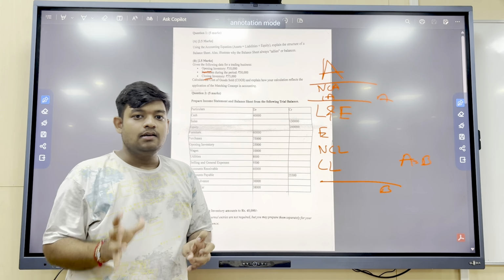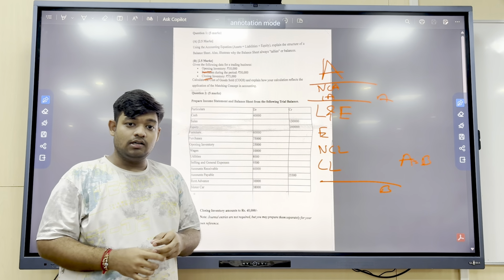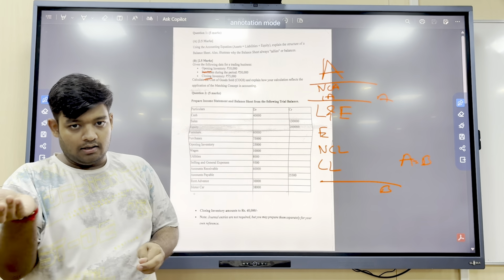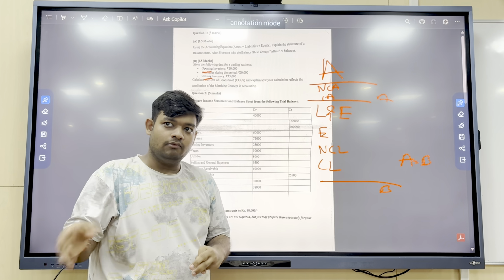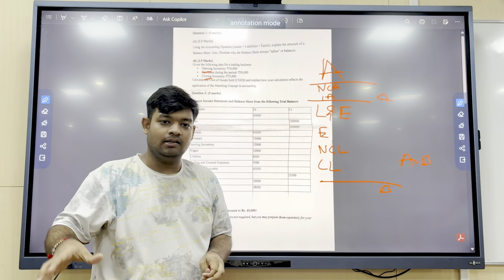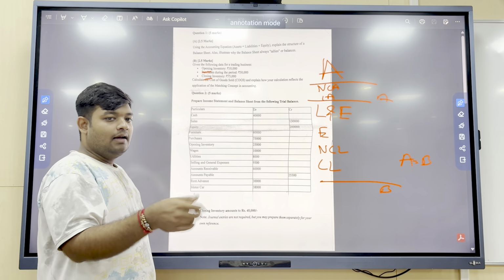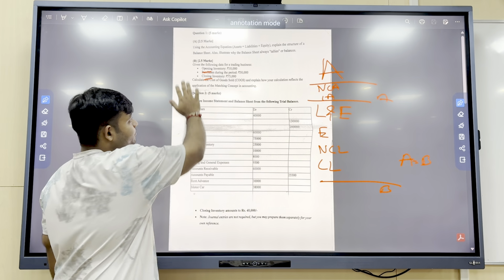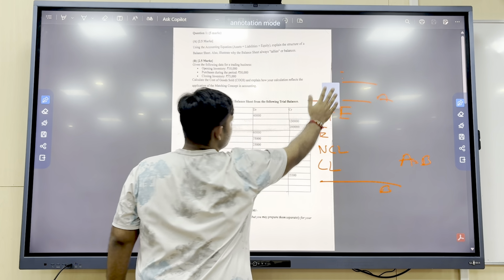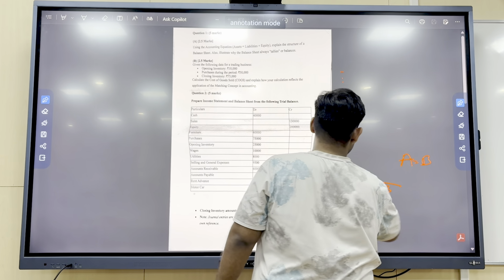Now it is asked what is the application of the matching concept. The matching concept says that whatever revenue you are earning in return for the expenditure needs to be accounted in the current year only. So the expenditure and the revenue need to be accounted for the current year. Now let's go to the second question.